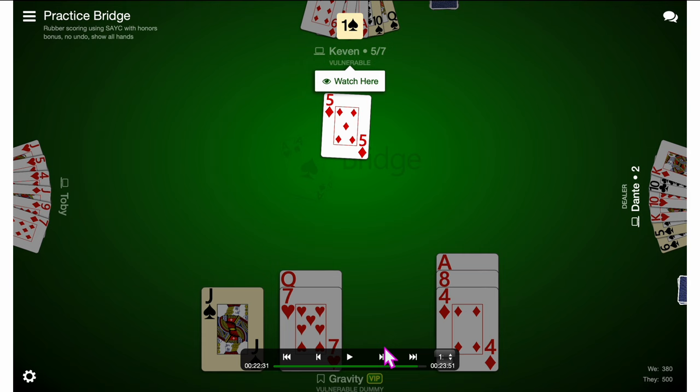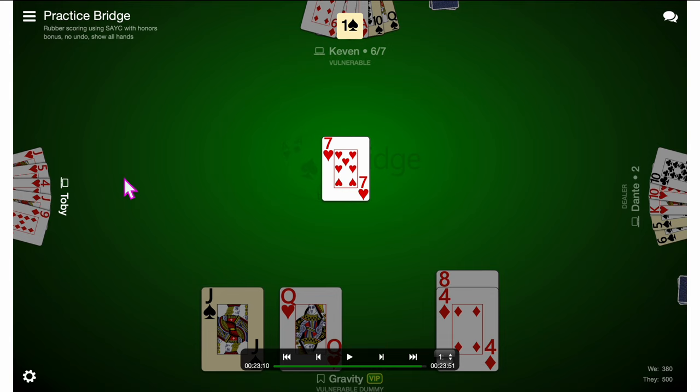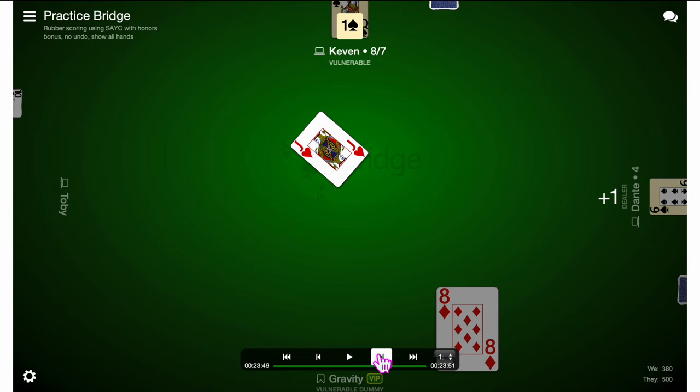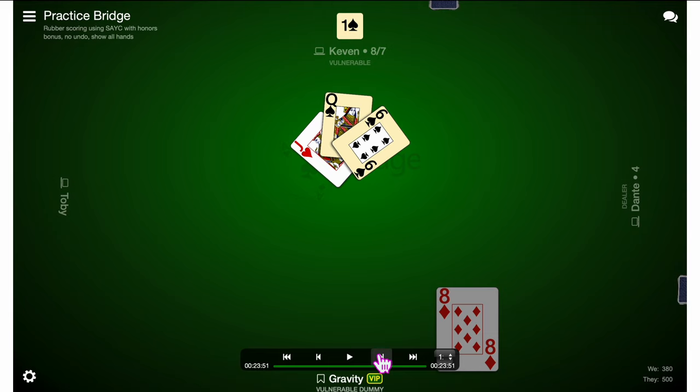Then we come out with the 7 of hearts. They got hearts, they got hearts, but we got the ace of hearts. Nice. And basically we're going to end up with another couple of tricks here. There's 8, and I believe we get the last one, giving us 9 tricks instead of just 7.